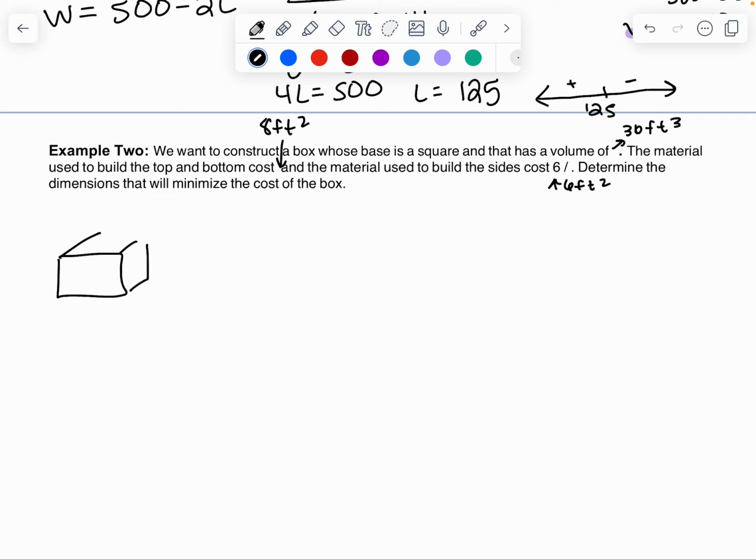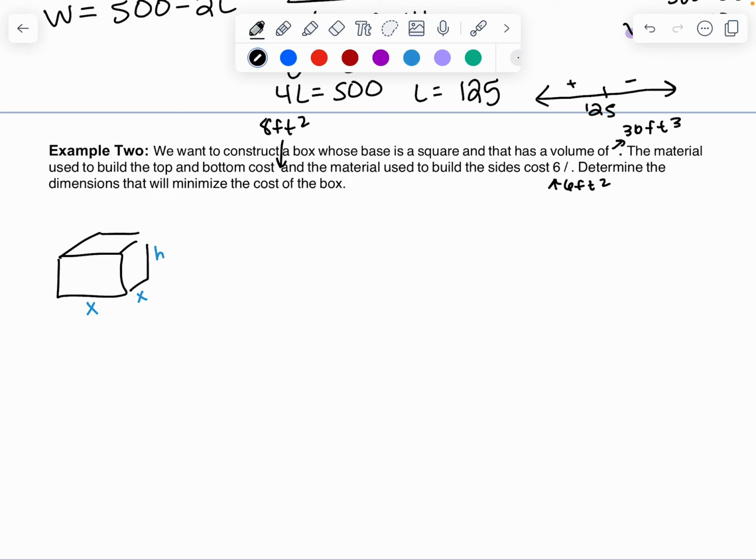And it says the base is a square. So that means that these two sides are the same. If it's a square, then all the sides on the bottom of the box are the same. But it doesn't say that the height is the same, so I'm just going to write H there.